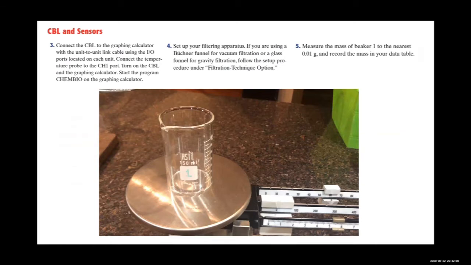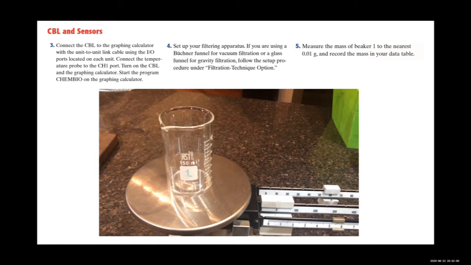Here are the instructions for our CBL. These are going to be a little bit altered because we did not use the graphing calculator. We merely used the CBL and the temperature probe. Connect the CBL to the graphing calculator with the unit-to-unit link cable using the I/O ports located on each unit. So we skipped that step. Connect the temperature probe to the CH port. We did that. Turn on the CBL, and then we didn't bother to start the program because we just used it as a probe. Set up your filtering apparatus.